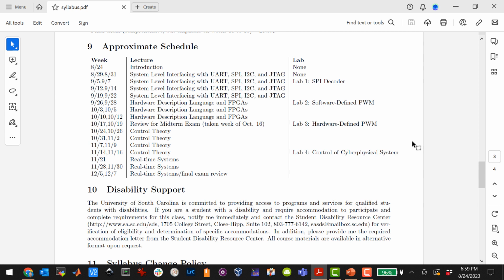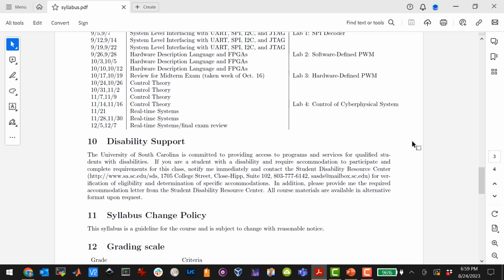And then we're going to talk about control theory, which is a topic also covered in other departments, like in electrical engineering 331, and mechanical has a controls class. But basically the idea there is how you write an algorithm to control things in the physical world.